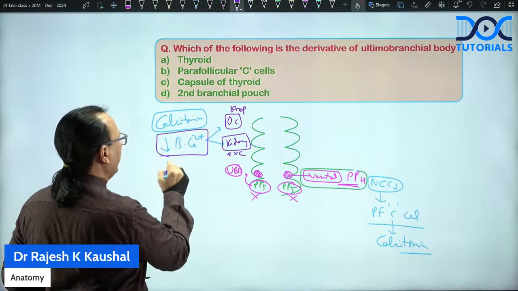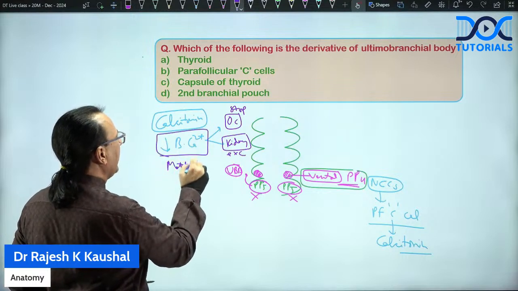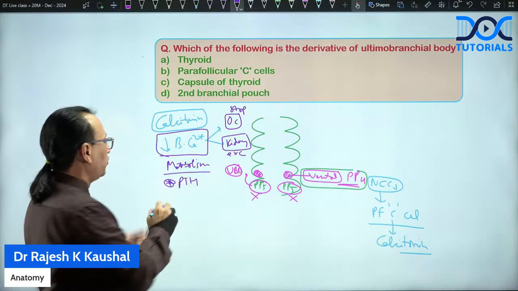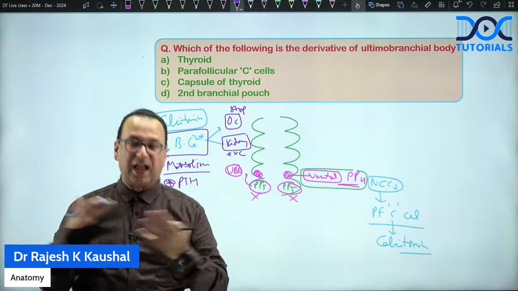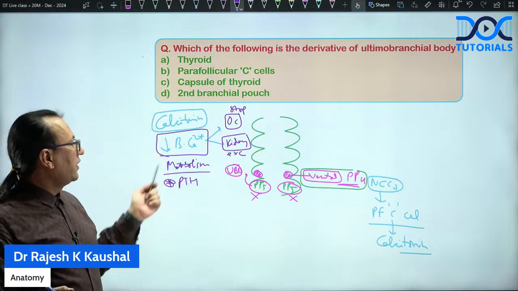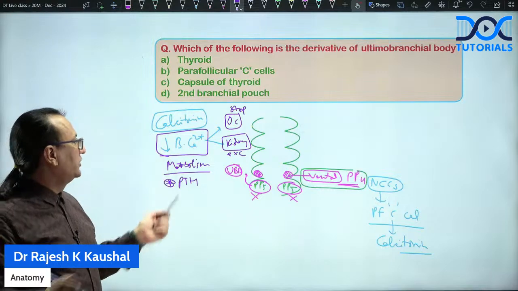So it is calcium metabolism, and it is working against parathyroid hormone. It has to maintain homeostasis. To maintain homeostasis means an agonist, antagonist kind of thing. So it is working antagonistically with the parathyroid hormone for calcium metabolism.